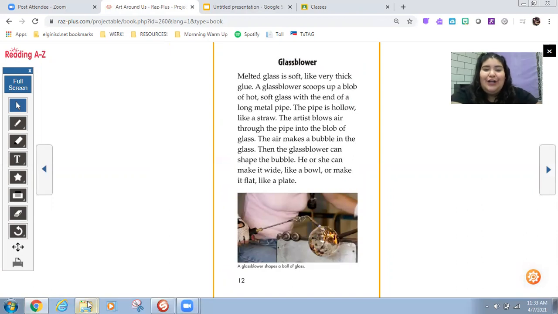Ooh, a glass blower. Melted glass is soft, like very thick glue. And a glass blower scoops up a blob of hot, soft glass with the end of a long metal pipe. The pipe is hollow, like a straw. The artist blows air through the pipe into the blob of glass. The air makes a bubble in the glass. Then the glass blower can shape the bubble. He or she can make it wide like a bowl or make it flat like a plate. A glass blower shapes a ball of glass right here.